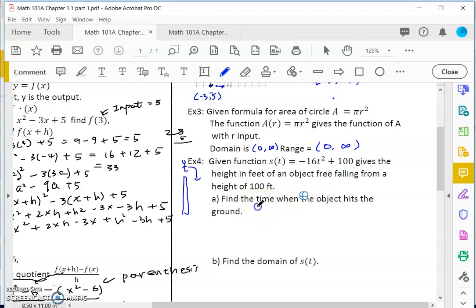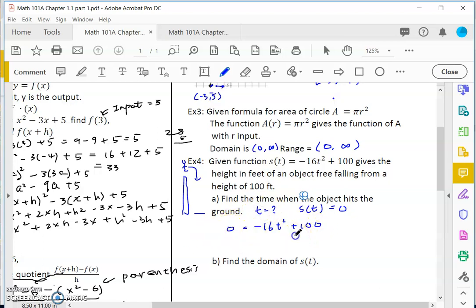We don't know what t is. Find the time means t is the question mark. But when it hits the ground, S of t would be 0, right? Hits the ground means it is over here. So we say S of t equals 0. S of t is on this side, so 0 is equal to negative 16t squared plus 100. Suppose I know what t is; if I plug it in, it should give me 0. So solving this will tell us the time when the object hits the ground.